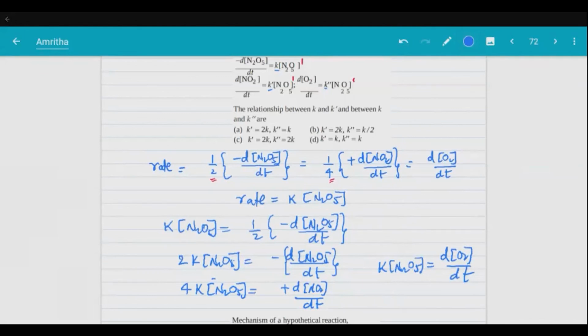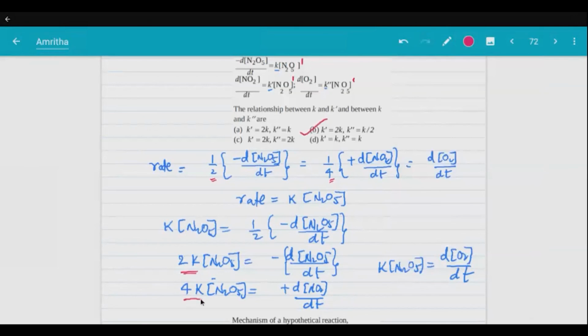K dash is equal to 2K, yes, no doubt. But K double dash is equal to K by 2. Is it right? Yes? So option B should be the answer. Option B. Exactly option B. All right.